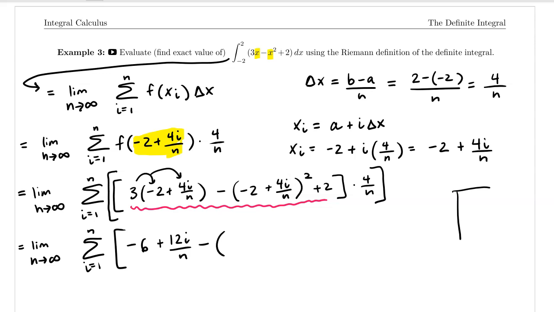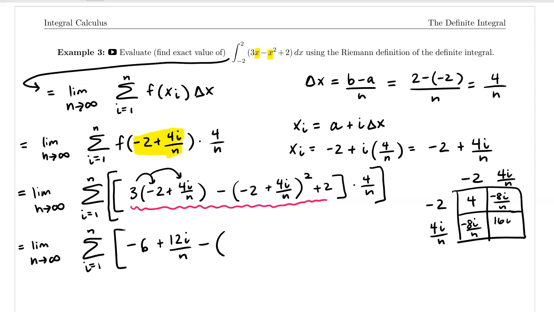I'm going to use the box method. I really like the box method. It's basically the same thing as foiling, just a little bit more organization. So I have -2, 4i over n, -2, and 4i over n. So -2 times -2 is 4. This is -8i over n. And then 4i over n multiplied by itself gives me 16i squared over n squared.